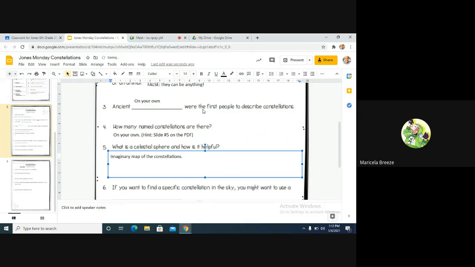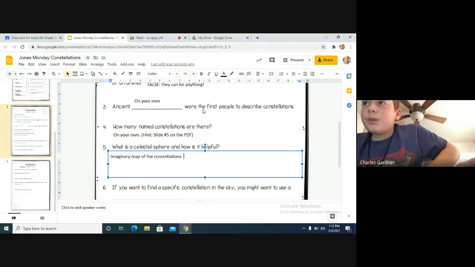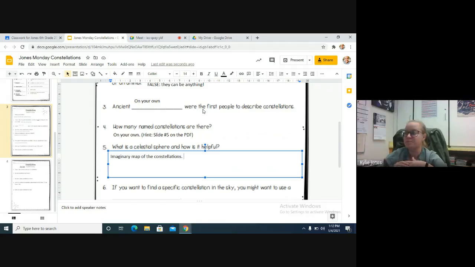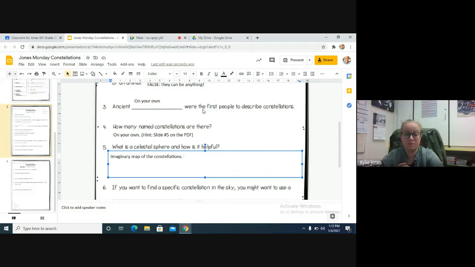And then we just copy and paste it from the Google slide. Yeah, if it lets you, it might not let you. It won't let us. It lets me. Some of you it might, some of you it might not. But why is this imaginary map helpful? What does it do? To know what's outside of that circle. Yeah, to know what's out there.